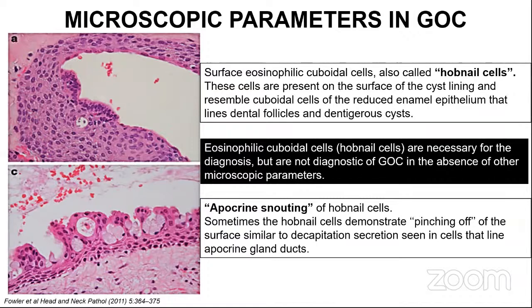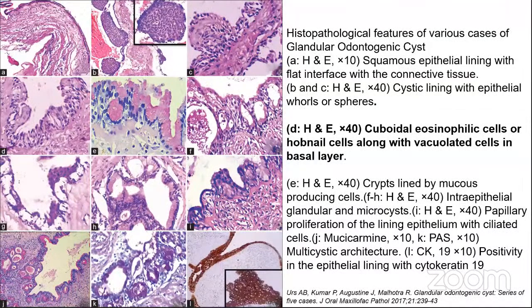Now, while it is necessary for diagnosis, paradoxically, it is not diagnostic of GOC. That is what the literature says. So you do see hobnail cells, but you cannot diagnose a GOC on the basis of hobnail cells alone. We need to see the other criteria also, which go for the diagnosis of the GOC.